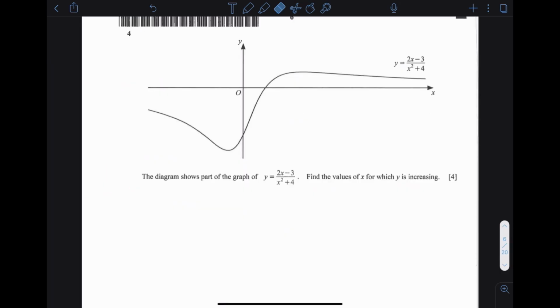Okay, next is question 4. We have a graph here. The diagram shows the graph given the formula already. Then find the value of x when y is increasing. Okay, this is a differentiation question. We need to find out the dy dx. So let's try to differentiate this.